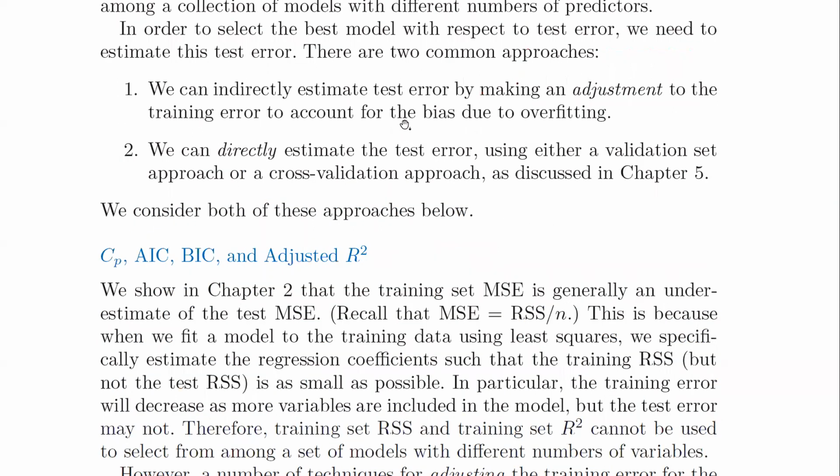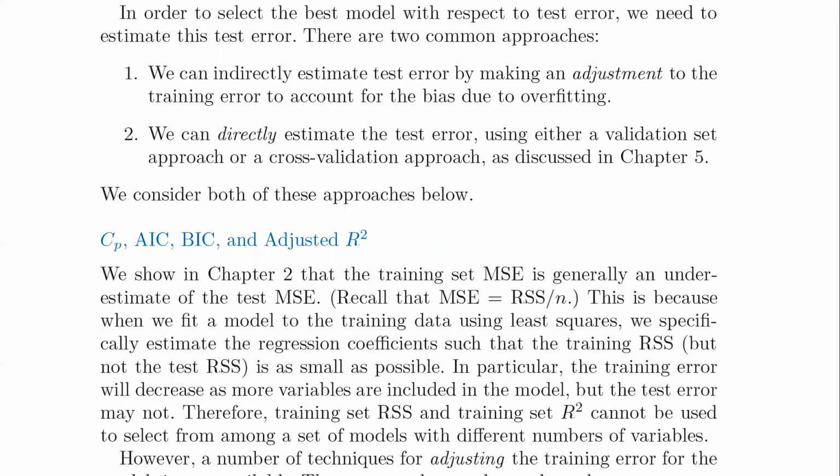In order to select the best model with respect to test error, we need to estimate this test error. There are 2 common approaches. We can indirectly estimate test error by making an adjustment to the training error to account for the bias due to overfitting. Okay, interesting. I don't know what that is referring to. We can directly estimate the test error using either a validation set approach or a cross-validation approach, as discussed in Chapter 5. We consider both of these approaches below.